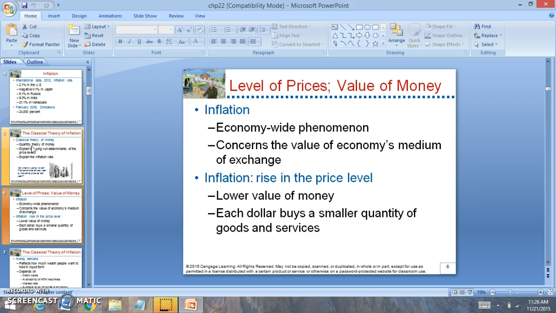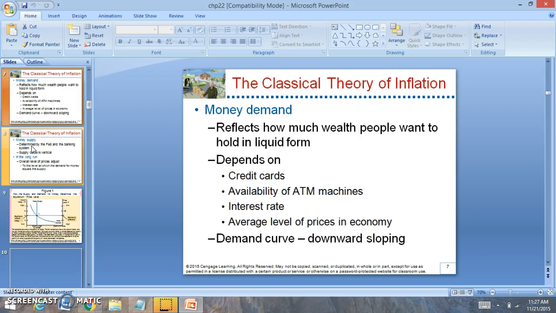When we look at inflation, it's an economy-wide phenomenon. It concerns the value of the medium of exchange, and it's the rise in the price level. Consumers, businesses, and governments have to make decisions when we look at the role of prices.